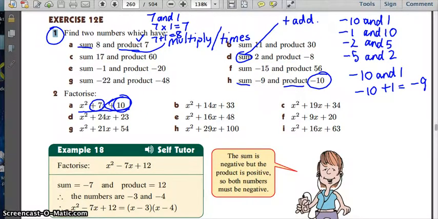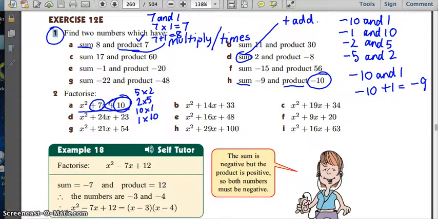So what two numbers when multiplied together gives us plus 10? 5 times 2. 2 times 5. 10 times 1. 1 times 10. Good work. Anything else? Negative 5 times negative 2. Negative 2 times negative 5. You've got to account for all of these.